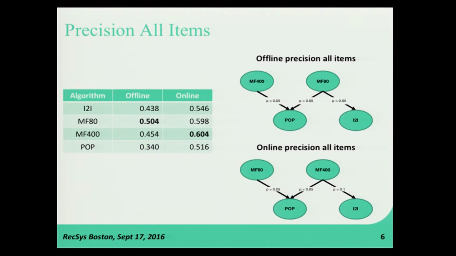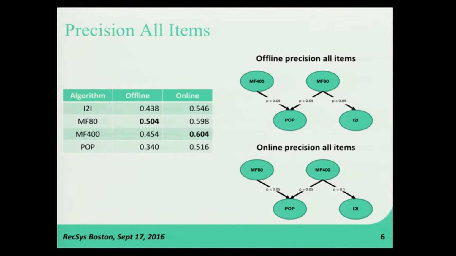Then we compare these metrics, and for instance, if we focus on precision, we found that we have different rankings of algorithms from the offline and online points of view, where in the offline world, MF80 was the best, while in the online, MF400 was the best. We also show these domination graphs, where there is an edge from an algorithm to another when the algorithm is significantly better than the other. And so you can see that these graphs are different in this case.